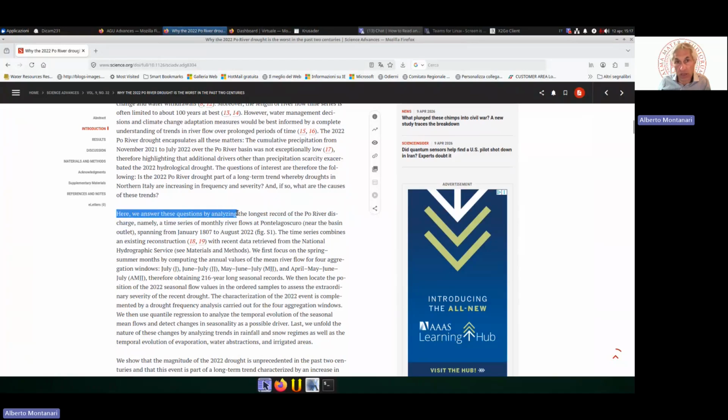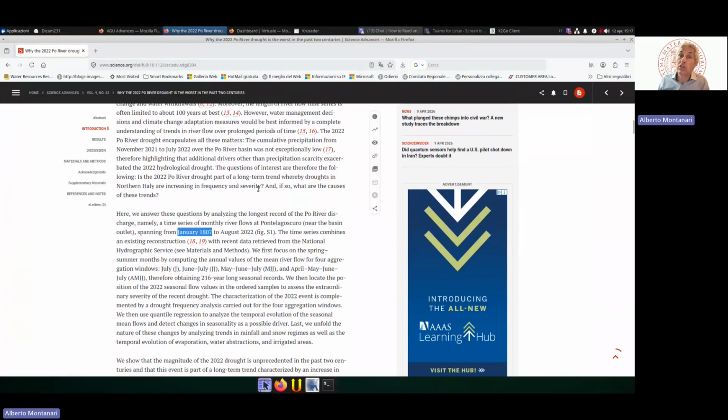Here we answer these questions. So what is indeed the increase in severity of droughts that we may expect, and how to estimate it? I read that here we answer these questions by analyzing the longest record of the Po River discharge, namely a time series of monthly river flows, which starts from January 1807. So this, I understand, is already a paragraph describing the methods, how the severity of the drought is estimated, how the impact of climate change may be estimated.